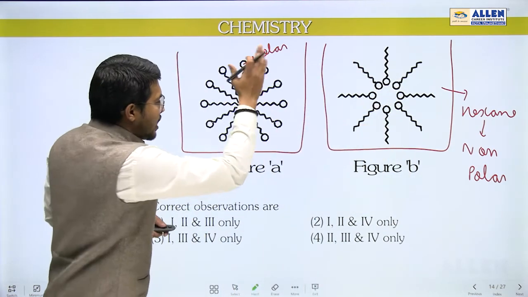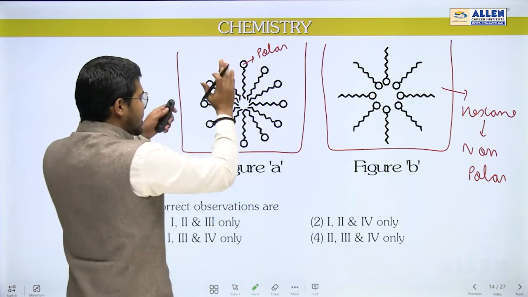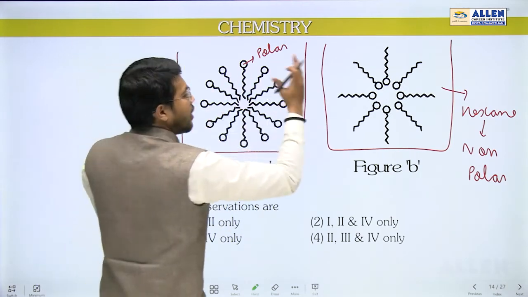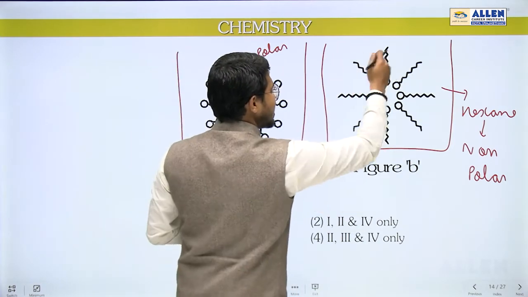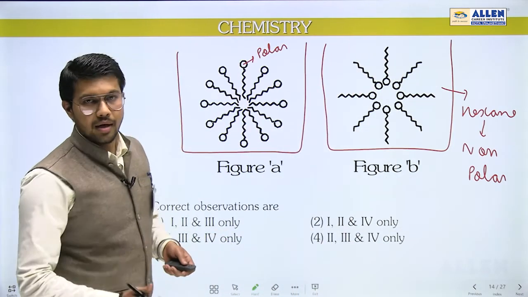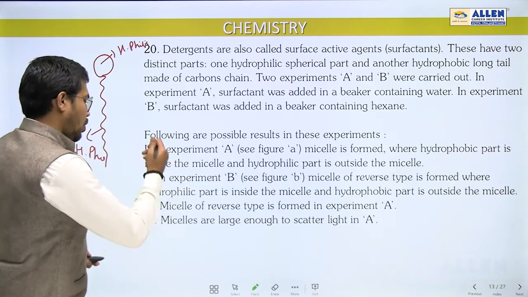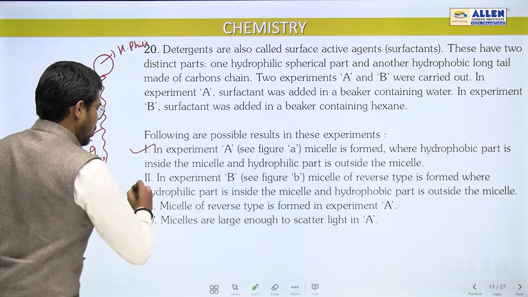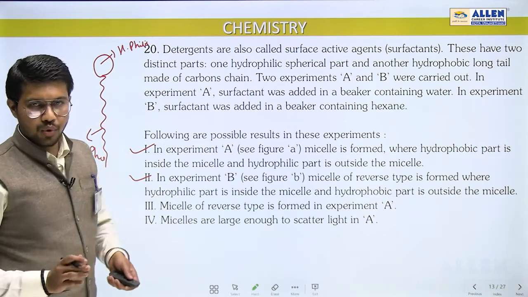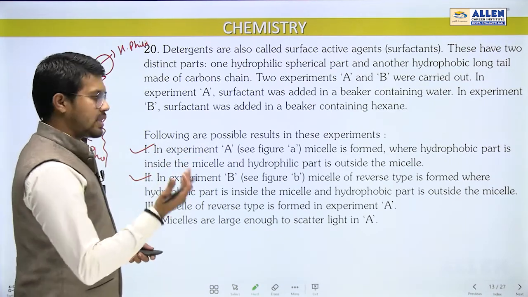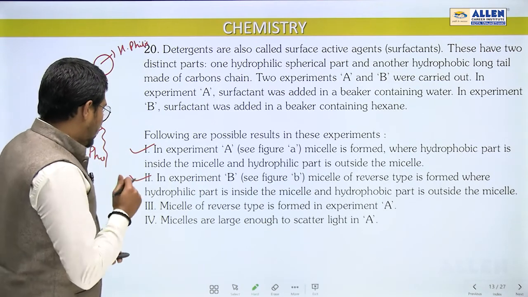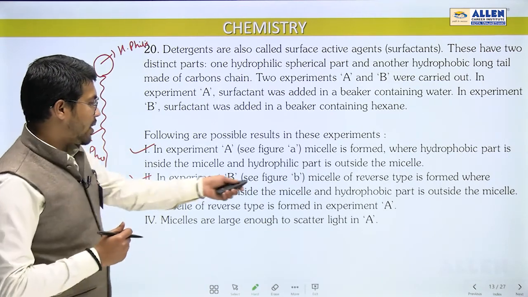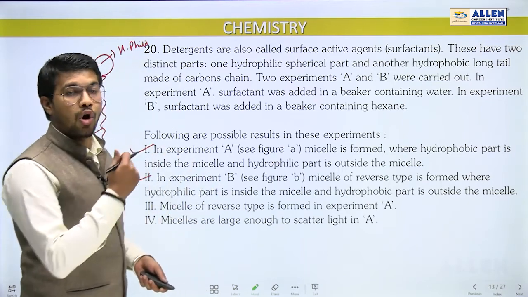If we look at these two micelles, this is the basic micelle, and figure B is just the opposite of A. So we say this is a reverse micelle. So the first is true, and the second is also true. That means both observations 1 and 2 are correct. Now the third one: micelle of reverse type is formed in experiment A. No, this is wrong.